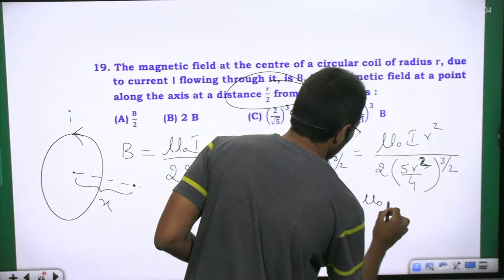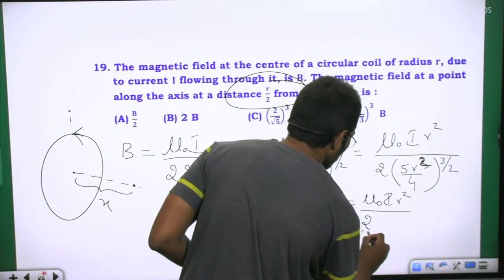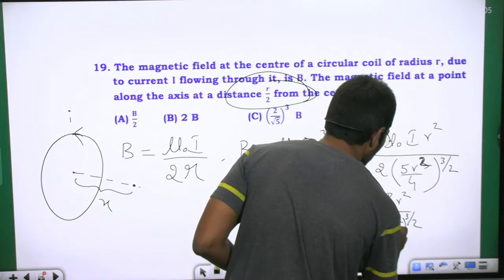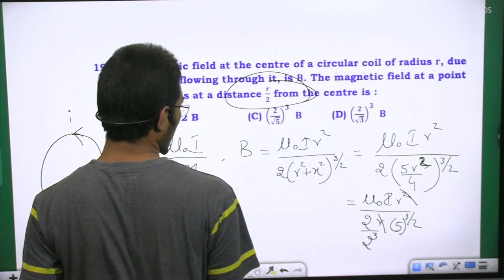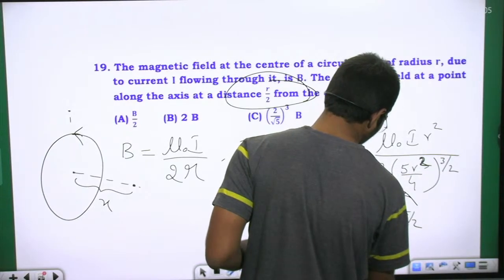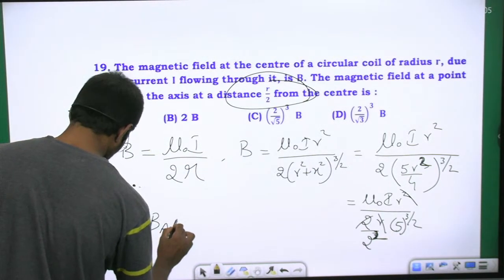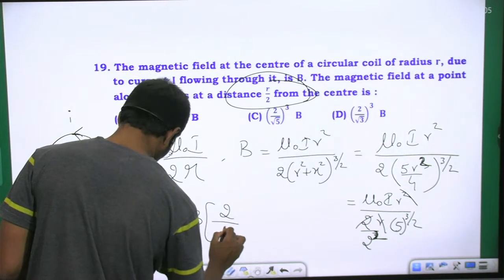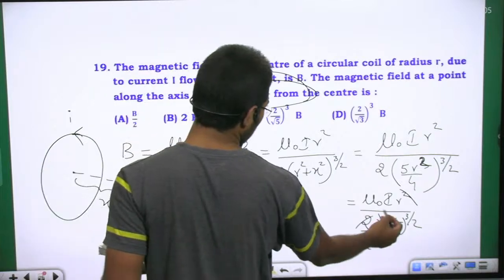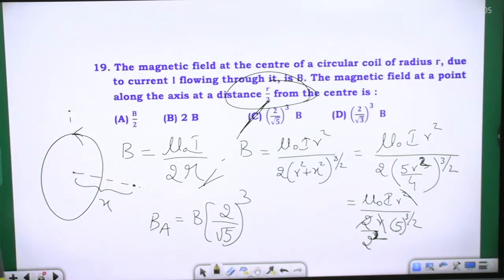So mu naught I r square by 2, out, 2 cube, r out, r 5 power 3 by 2, r goes off, and finally we will be left with B along the axis is equal to B into 2 by root 5 whole cube, because mu naught I by 2r is B. So if you substitute back, finally we get this as 2 by root 5 whole cube B. So this is the option that we get.